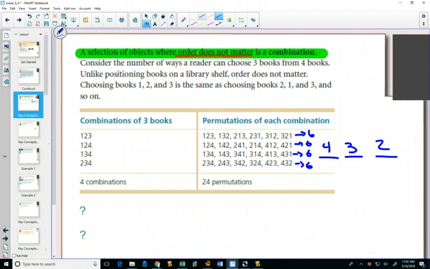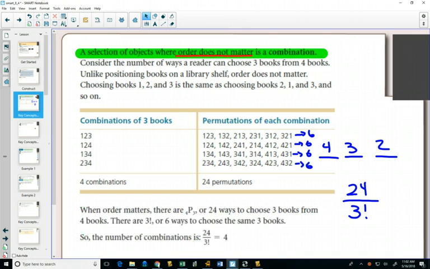In fact, we're taking the 24 and we're dividing out the order. How many ways can you order 3 books? 3 factorial ways. What's 3 factorial equal to? It's equal to 6. And so to calculate the number of combinations, we take the number of permutations and divide out the order because the orders are all identical objects. So this is saying the same thing, divide by 3 factorial.